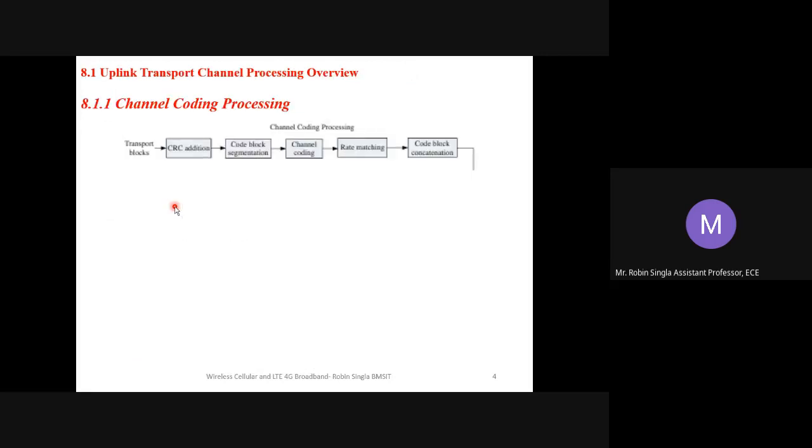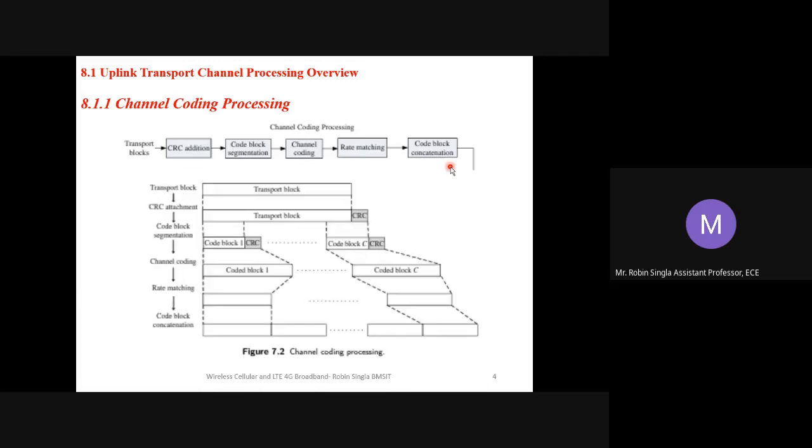First is channel coding processing. The channel coding processing in uplink is very much similar to the downlink. That includes CRC addition, then code block segmentation, channel coding, rate matching, and code block concatenation. These are similar steps. The figure I have taken from your previous chapter can be used there as well.